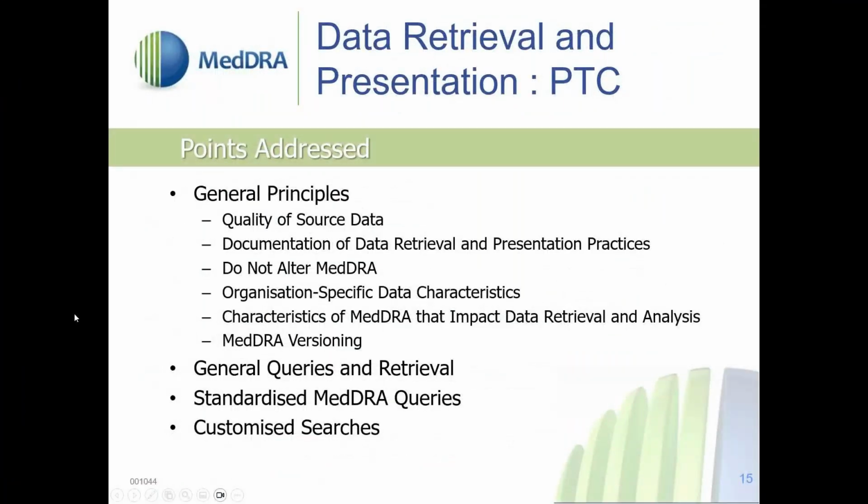So when looking into this document, it first addresses general principles like the quality of the source data, the documentation practices, the principle that MedDRA should not be altered. It talks about organization-specific data characteristics. It also addresses characteristics of MedDRA that impact the data retrieval and analysis. And it talks about the MedDRA versioning and how that affects your data retrieval. It provides general query and retrieval guidance. And then it talks about standardized MedDRA queries and customized searches.